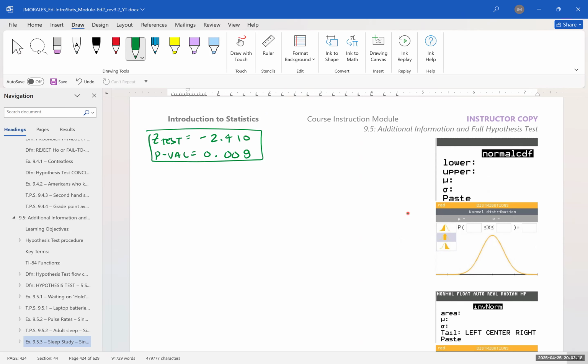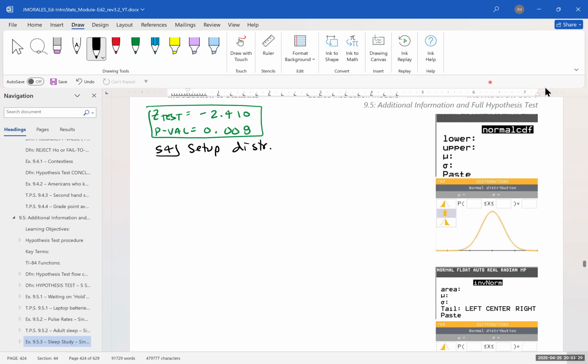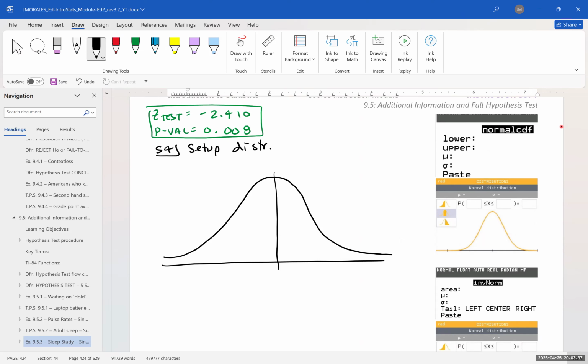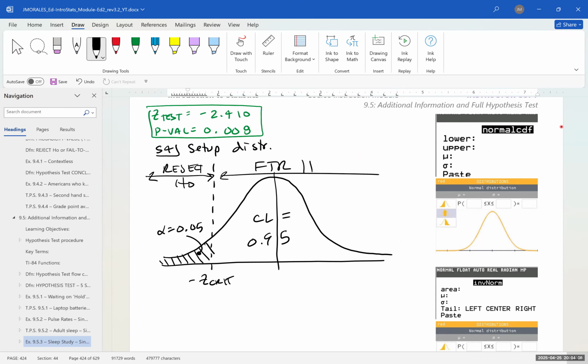So step 4 is to set up our distribution. This is going to be a normal distribution. I've given you plenty of room to draw these sketches. It's left-tailed, so I'm going to have my critical value and the boundary here on the left. This area in the tail is our significance level, which is 0.05. The confidence level is 0.95. The region in the tail is our reject the null region. Everything else is fail to reject the null. A z-score of 0 is the center.